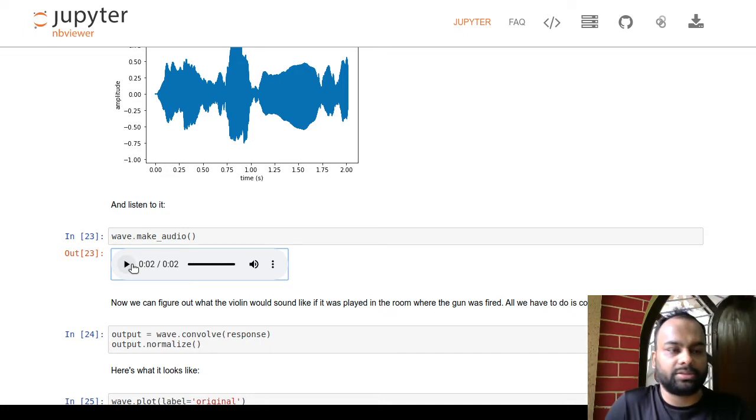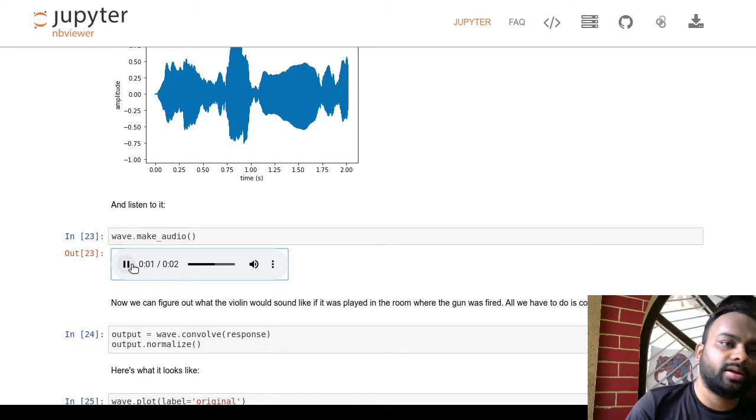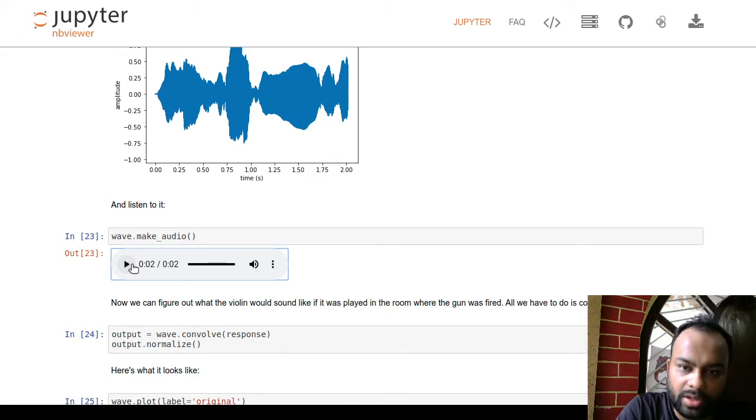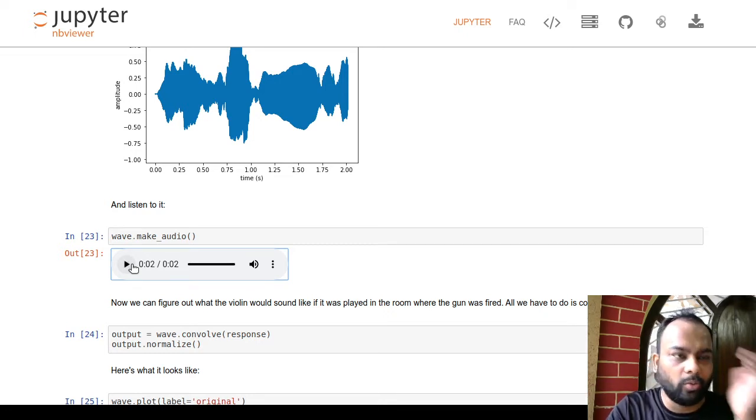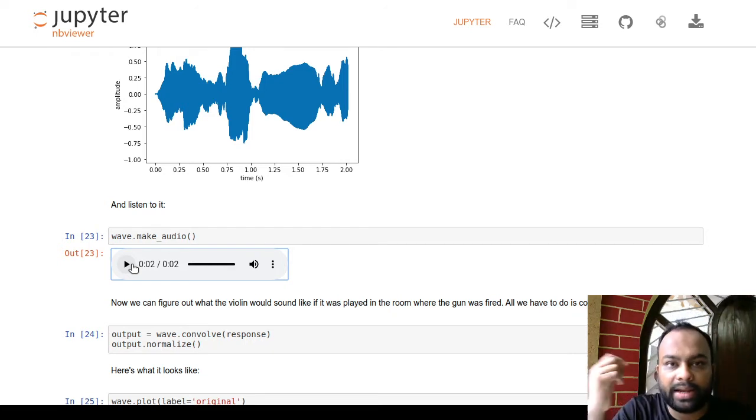Yeah, I shall talk about the expressions, don't worry. But for the moment, please let me know if the audio is pretty clear. The audio is clear, right? So this is someone playing a violin in a standard room.